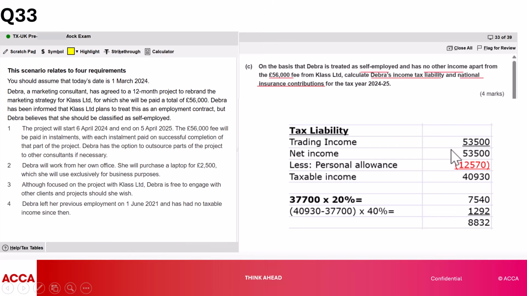This is the only income that she has, so it becomes your net income because there's no deductible interest or any interest that arises from qualifying loans that you deduct from your total income to get your net income. So in this case, your total income and the net income are the same. Then less your personal allowance, you get your taxable income, and then from there you directly get your liability by taking 37,700 times 20% and the excess at 40%, giving you 8,832.